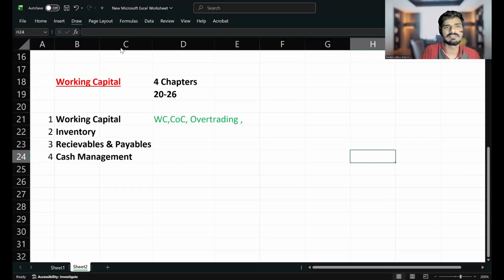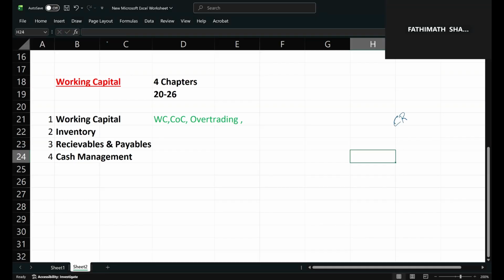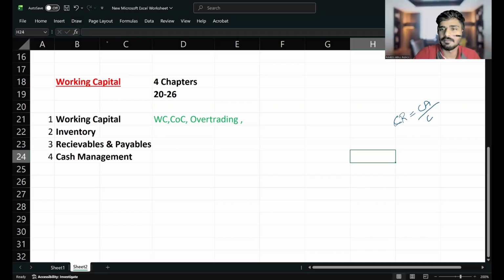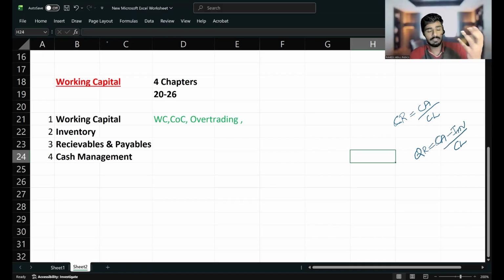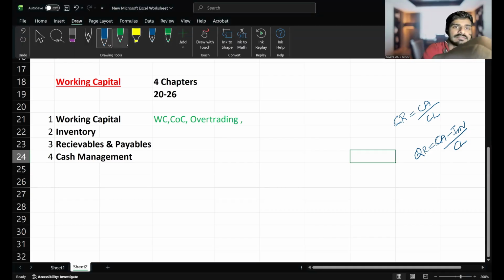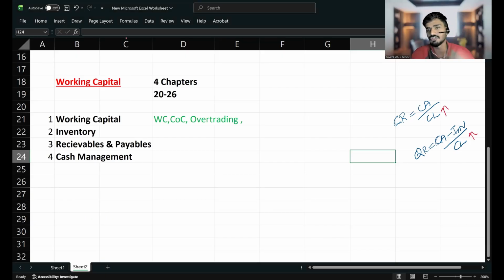So what was the equation to calculate the current ratio? Current asset divided by current liability. What was the equation to calculate the quick ratio? Current asset minus inventory divided by current liability. In both cases, if it is overtrading, current liability is going to increase. If current liability increases more than current asset, definitely the ratio is going to fall. If the denominator increases, any ratio will fall. So the current ratio and quick ratio are going to fall.